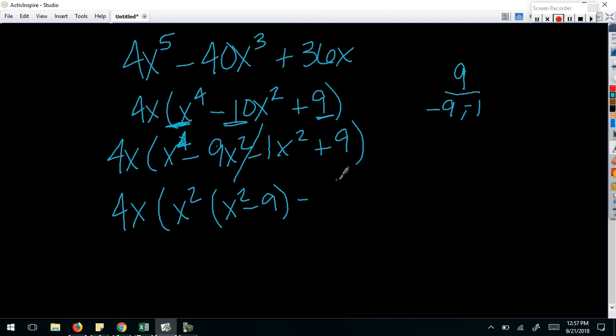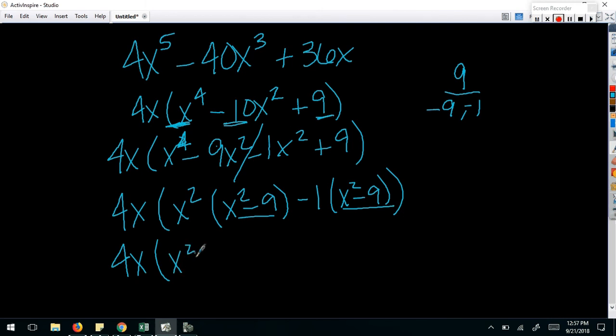What can I take out of the second two? Negative 1. What's left? X squared. All right, yeah. The 4x sits on the outside. I have x squared minus 9. This is a great problem. I love it. X squared minus 1. Do we all see where those terms came from?